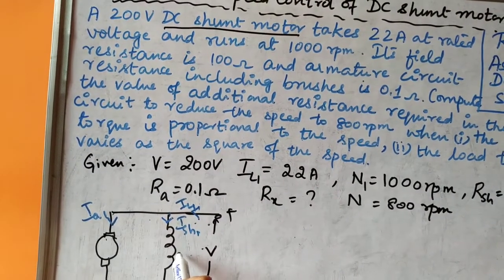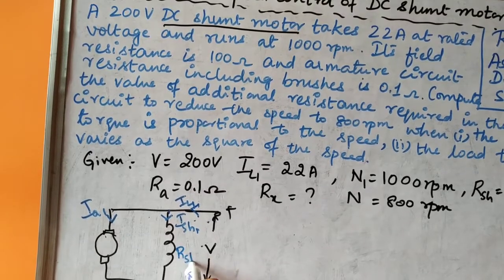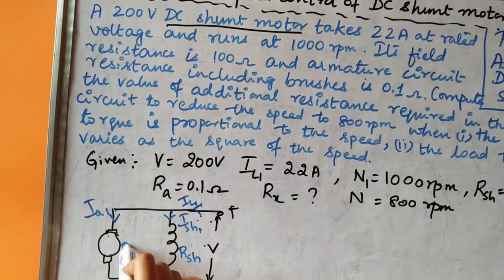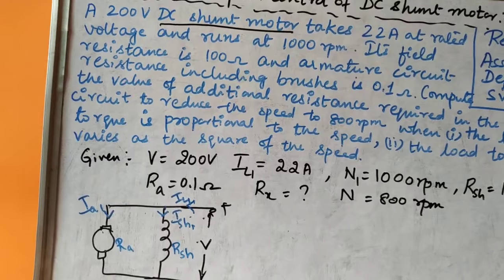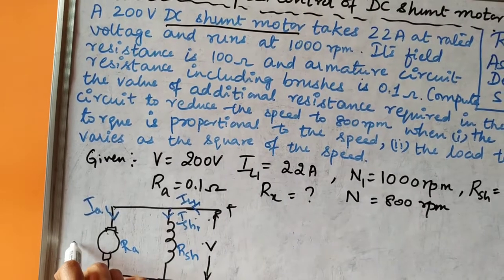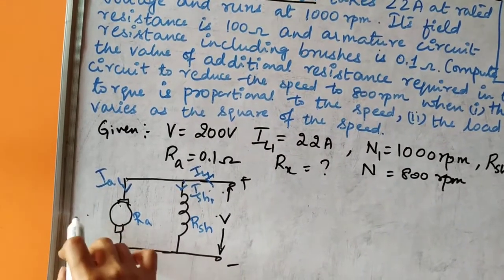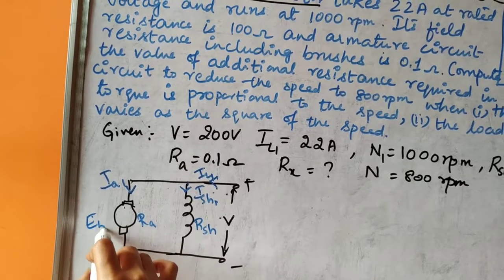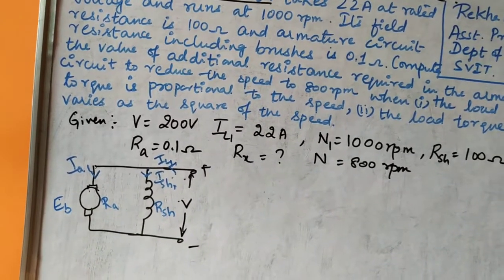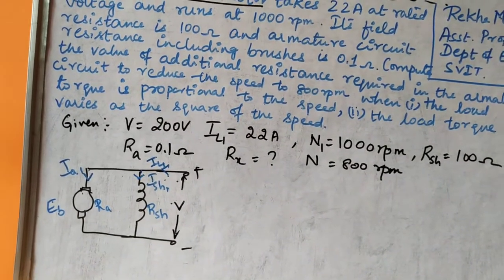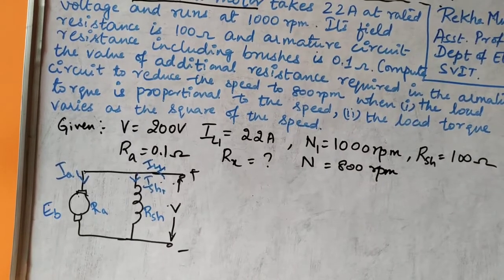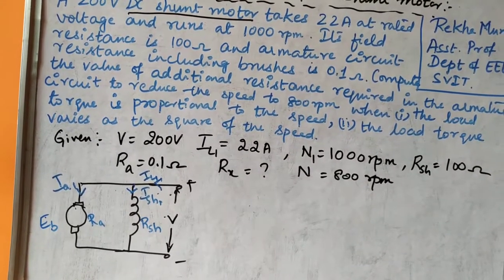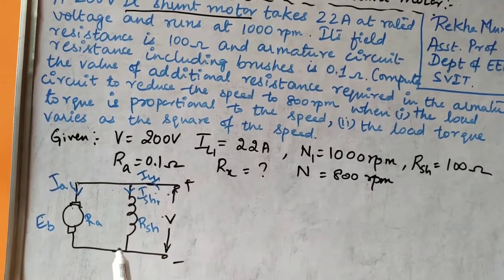So the resistance in the shunt field winding is denoted as R shunt, and for the armature it is denoted as RA. And obviously we have to make a practice that EB should be written next to here, the back EMF which is produced from the armature, that is the motor. Now, so this will be our first circuit.